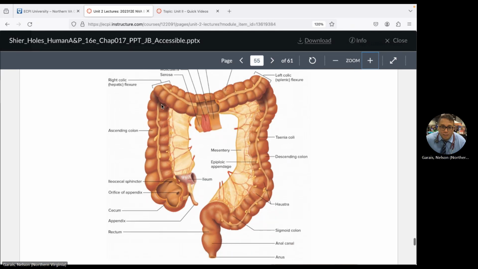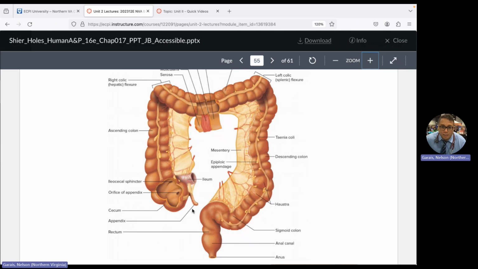Now, 70% of feces is water. So dehydration is an issue, especially if your patient's going through diarrhea. Okay. You'll also notice here this line and these little pouches. That's called taenia coli. Those are specifically for the large intestine. The appendix used to be a part of it, but it's not really anymore.